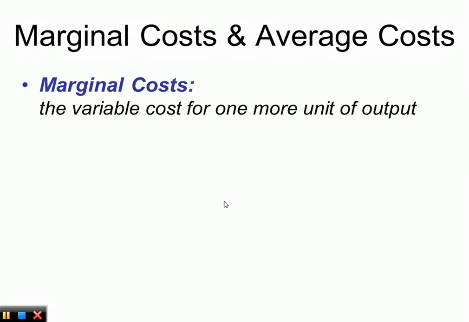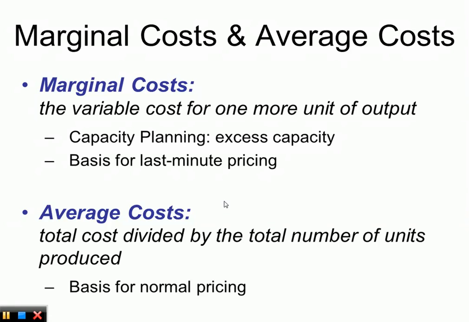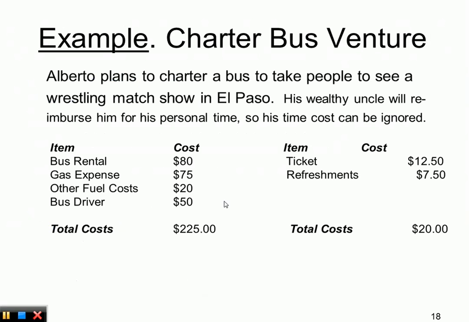Now let's talk about marginal cost and average cost. Marginal costs are the variable cost for one more unit of output, and they're useful for capacity planning. For example, if we have excess capacity, what is the lowest price we can charge for that excess capacity? Or they give us a basis for last-minute prices, where we sell off whatever we have at marginal cost. Average costs are total cost divided by the total number of units produced, and this is a basis for normal pricing.